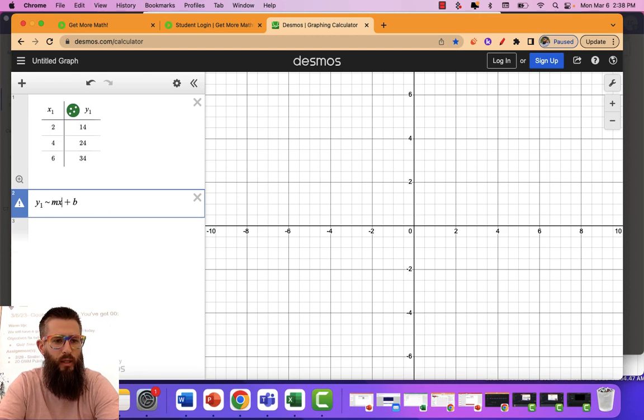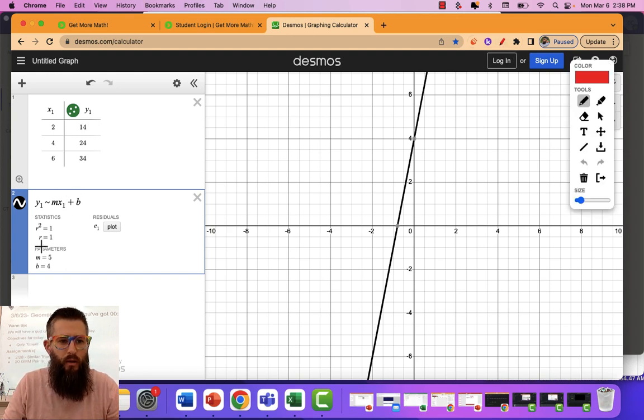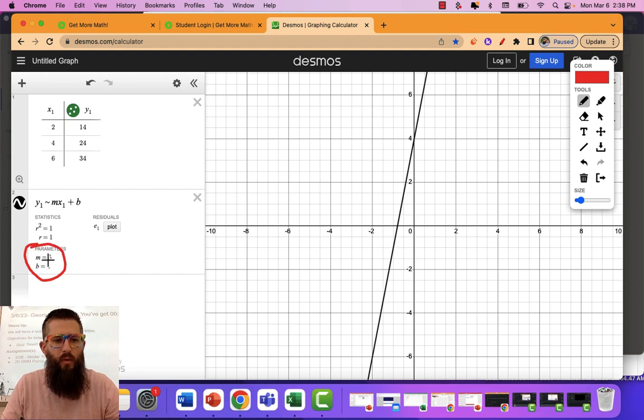Now we're going to do a little squiggly line, and then we're going to choose x1. And if you'll notice, this graph goes directly through those 2 points. Now the cool thing that I want to draw your attention to here are these 2 parameters right here. They tell us that m is equal to 5 and b is equal to 4. So we can say y is equal to 5x plus 4.